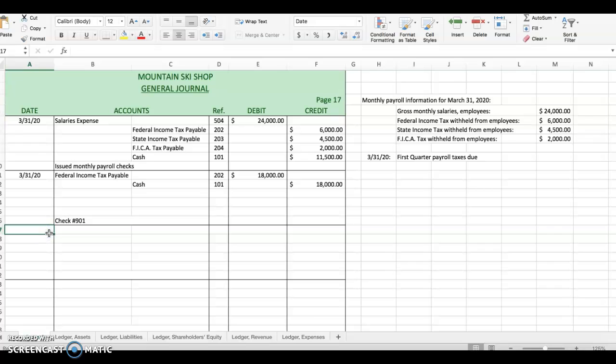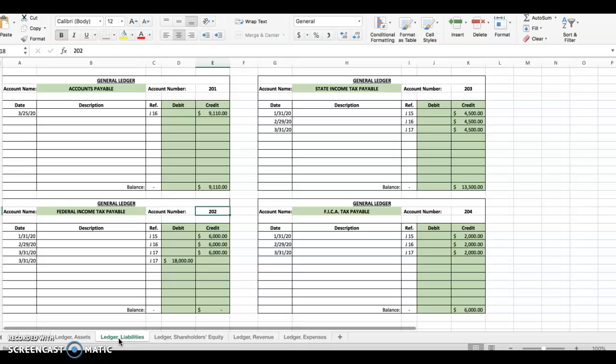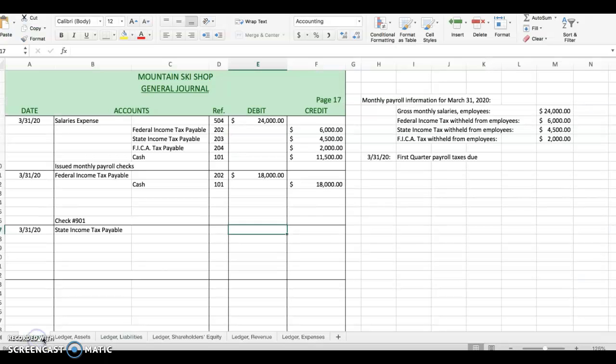Let's do another one. Same date, end of the quarter. And now we're going to pay the state income tax. And we're going to debit the account, same as we did with the federal income tax. And we need to find out the amount that we use. And once again, don't look up here because that's not going to be the amount we need. So we need to pay the total amount, go to the liability account, check it out in the ledger, and we see that under the state income tax payable, we owe $13,500. That's what gets debited.